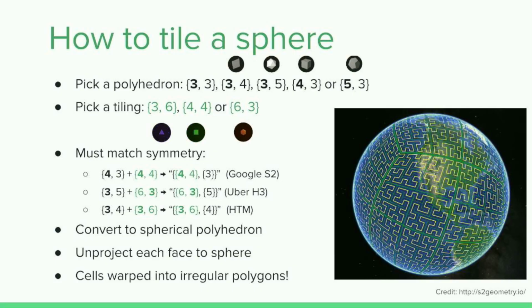So Uber H3 starts with 3,5, which is an icosahedron. And the only tiling we can use, we can't use, for example, the one with squares. We have to use one that has a 3 in it. So here we're using the hexagonal tiling. And the nice thing here is that the 3 is not coming from the hexagon itself, it's coming from the symmetry of how many hexagons we have around one point.